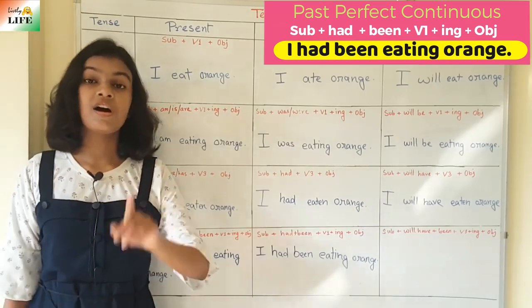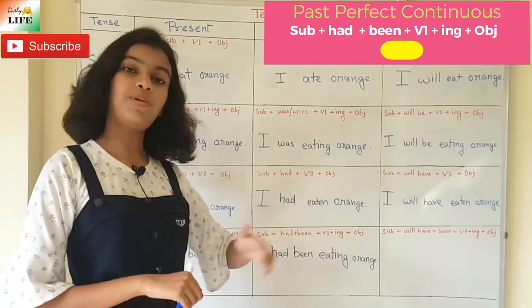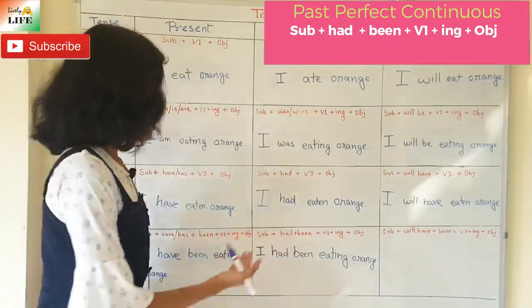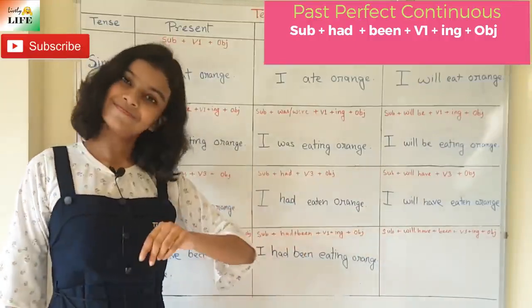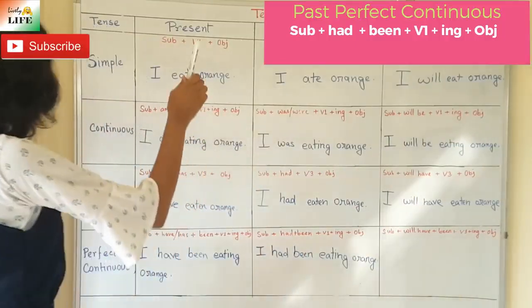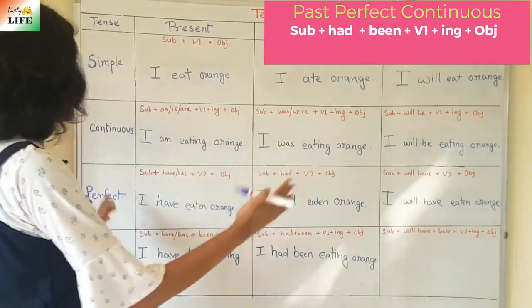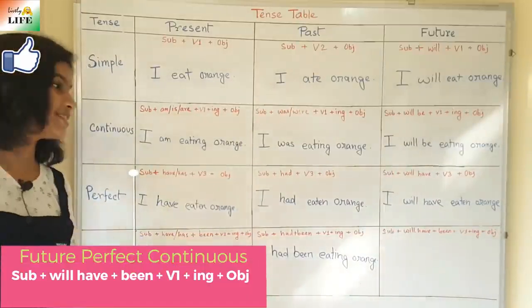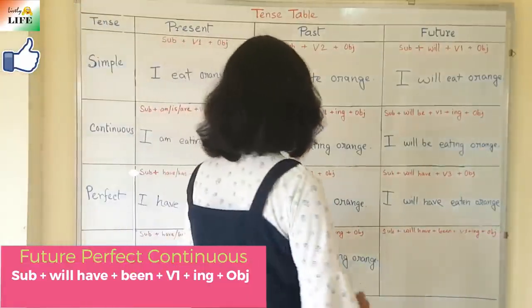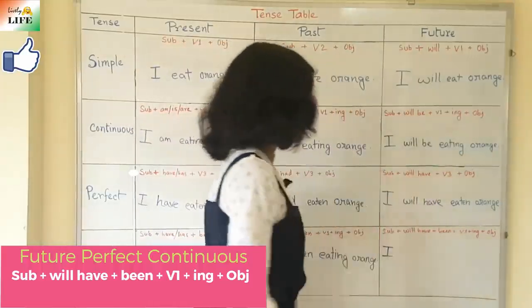Some examples are I had been playing football. I had been going to school. Okay, so these are some examples of past perfect continuous tense. Now the last one in this chart is future perfect continuous tense. So let's see the construction. First is subject. So I.